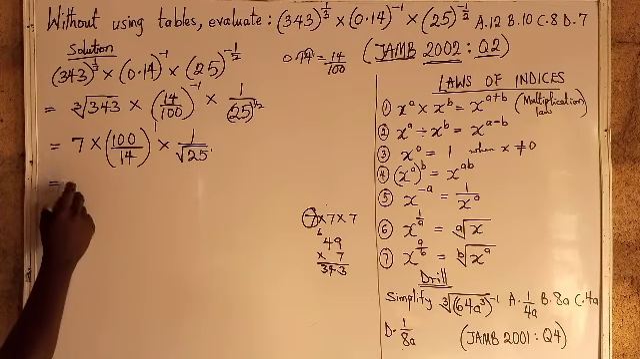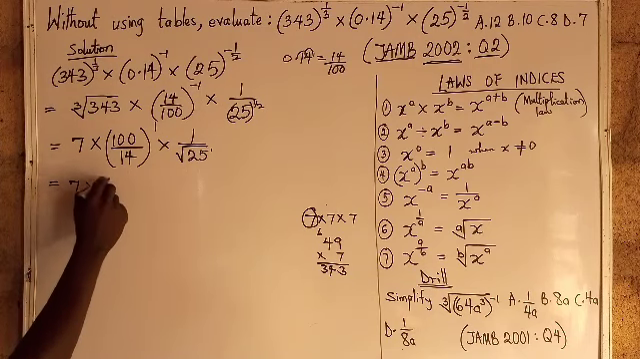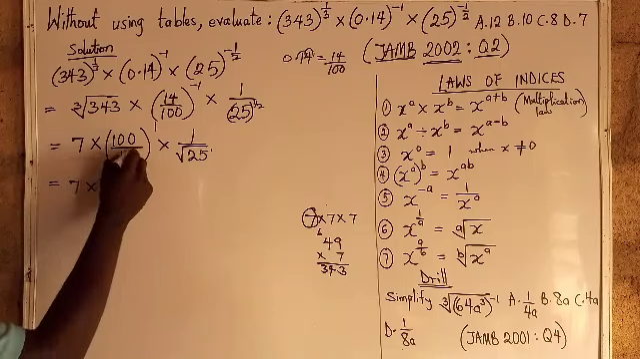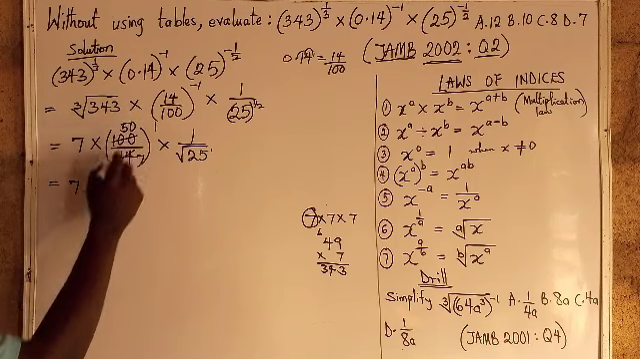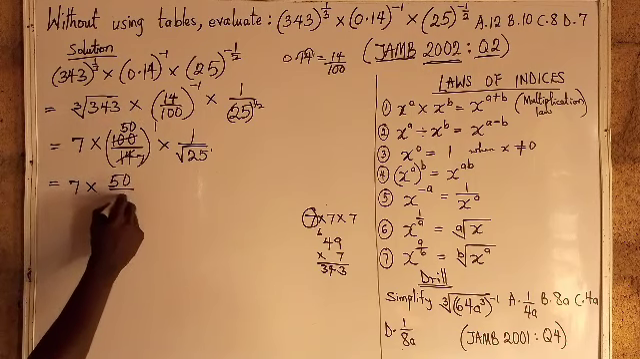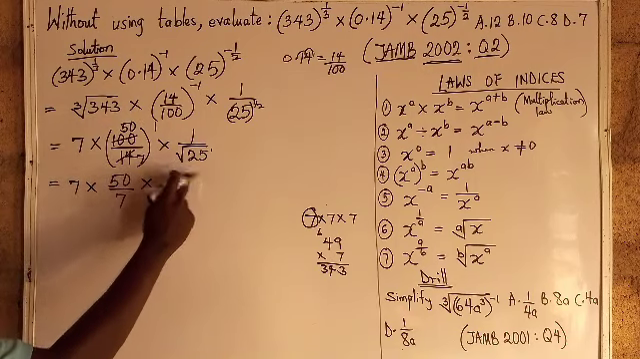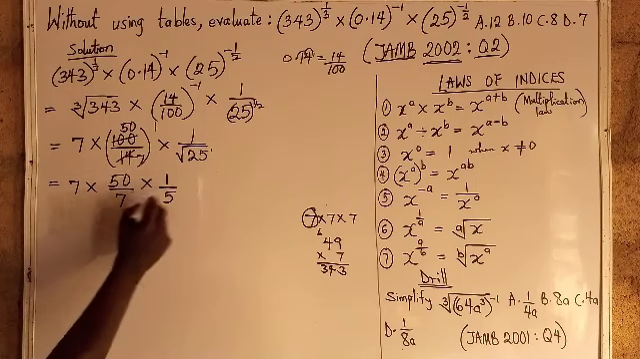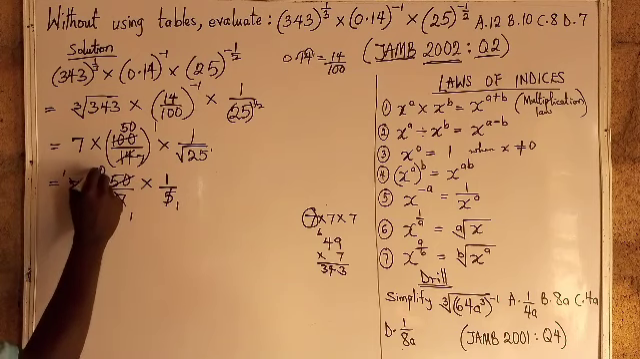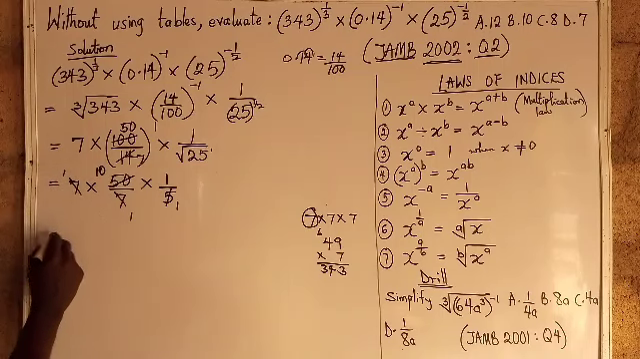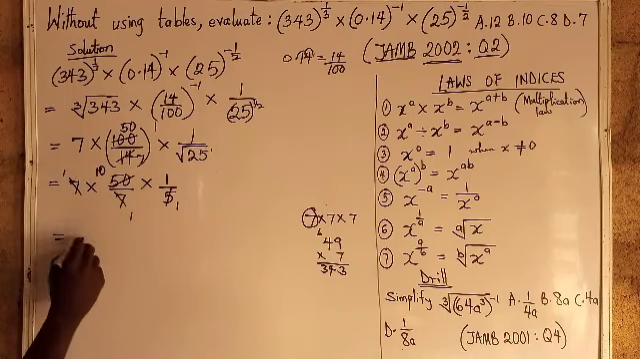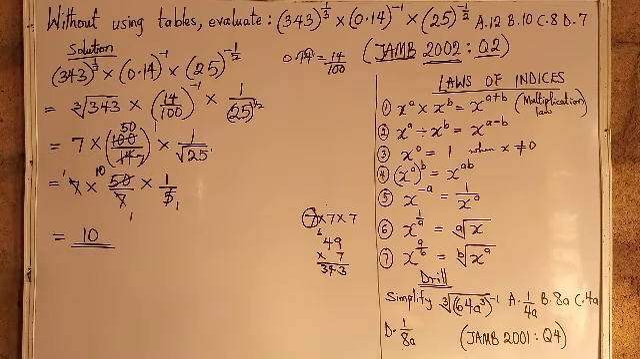So we have 7 multiplied by 100 over 14. If you divide, 2 can go into 14 seven times and into 100 fifty times. So we have 50 over 7, multiplied by the square root of 25, which is 5, so 1 over 5. So 7 here is 1, 7 here is 1. 5 here is 1, 5 here is 10. The numerator is 1 times 10 times 1, divided by 1 times 1, which is 1. So 1 times 10 times 1 is 10. Our answer to this question is 10.